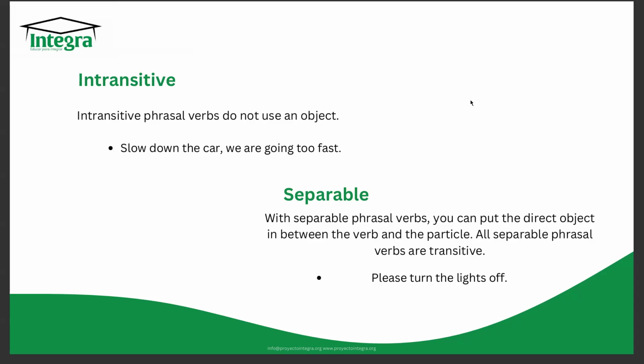It makes sense, right? So it does not need the direct object. So you can choose to specify it, slow down the car, or you can choose to not slow down. Both of them make sense.